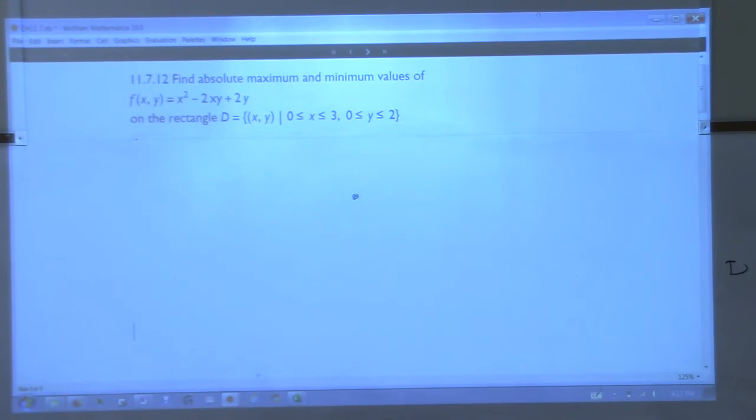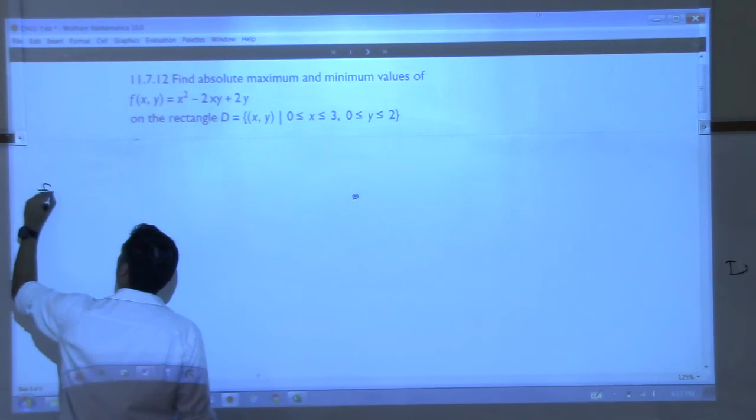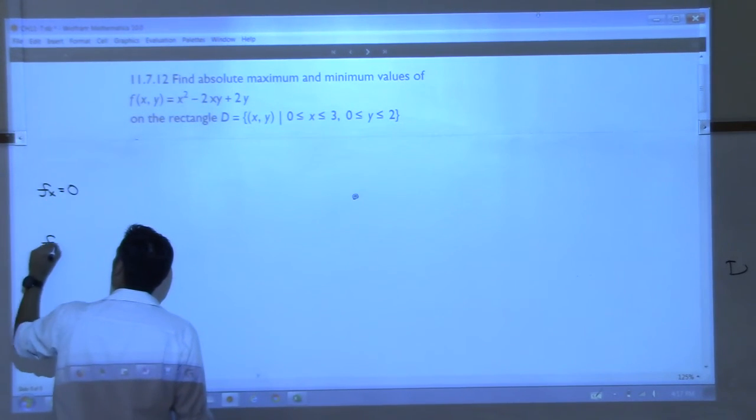Yeah, don't forget you have to look on the inside of it first. Before you start working around the boundary, you've got to look at the inside first. And to look at the inside, that's where we do partial of f with respect to x equals 0, partial of f with respect to y equals 0.